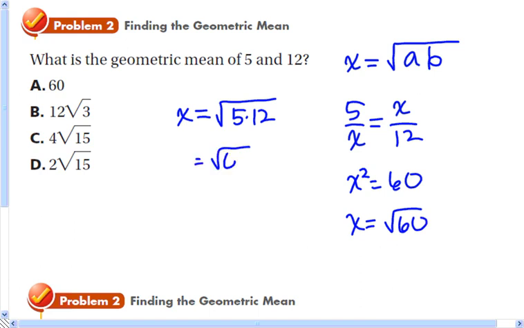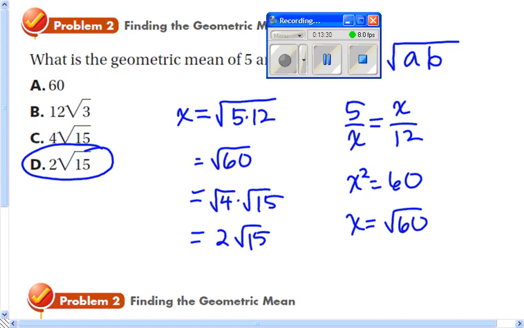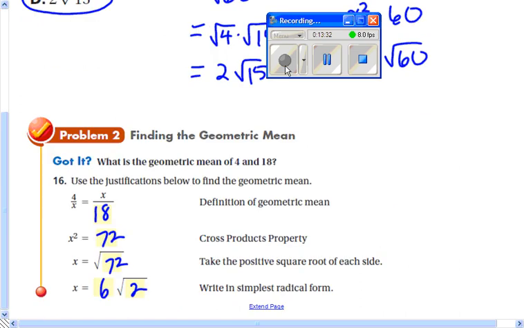And we can simplify that. 60 has a perfect square factor of 4, and the square root of 4 is 2. So 2 times the square root of 15 is the geometric mean of 5 and 12. All right, you can try that. Here's what you should have.